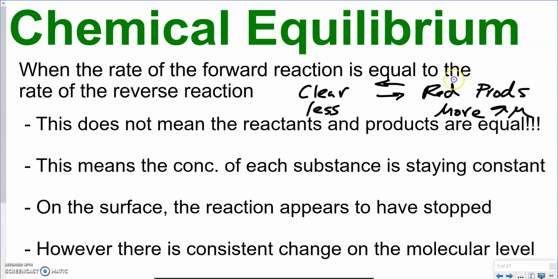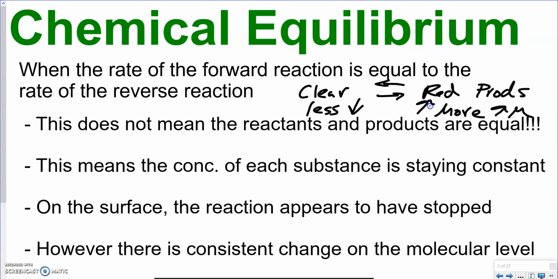So there's a higher chance for products to turn into reactants. Now, because there's less reactants to begin with, that means there's less probability for collisions, therefore a lower probability for reactants to turn into products. So initially, what we would see is a high rate of products turning into reactants and a lower rate of reactants turning into products. But what eventually starts to happen here?